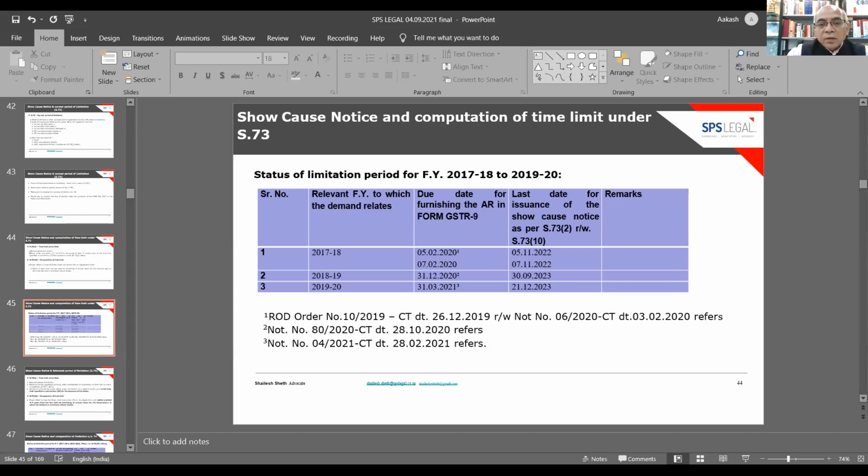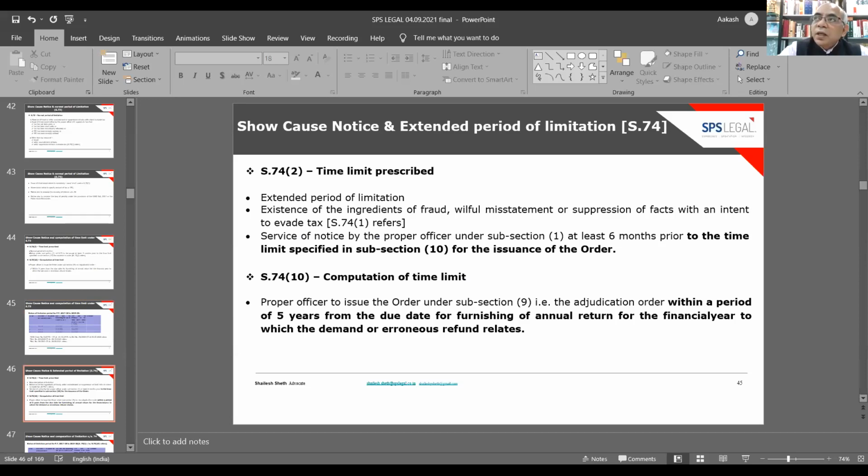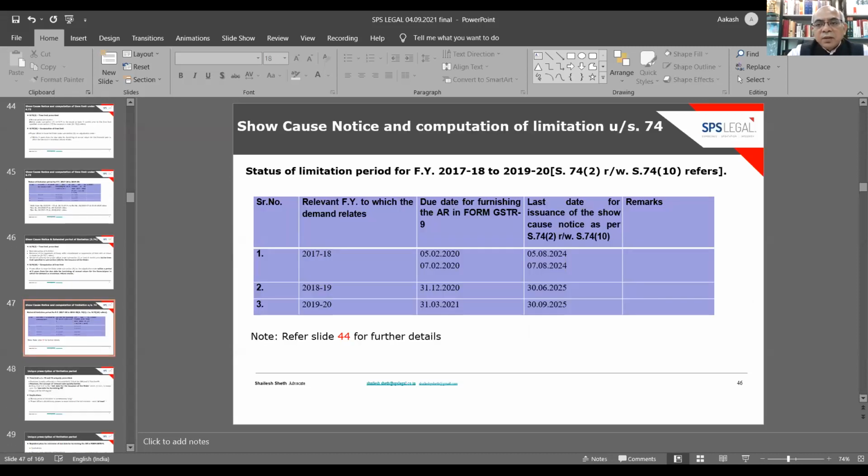Now, what is the period under extended period of limitation? If any of the elements like fraud or willful misstatement or suppression of facts with intent to evade tax or take the wrong ITC or wrongly utilize the ITC is present, in that case, the proper officer should serve the notice at least 6 months prior to the time limit specified under subsection 10. And 74(10) speaks about the passing of the adjudication order within a period of 5 years from the due date for furnishing of annual return. So what will be the time limit if there is a suppression or evasion? We call it evasion cases. In case of evasion, the time limit under 74 will be, for 17-18, August 24. For 18-19, it will be June 25. And for 19-20, it will be September 25.